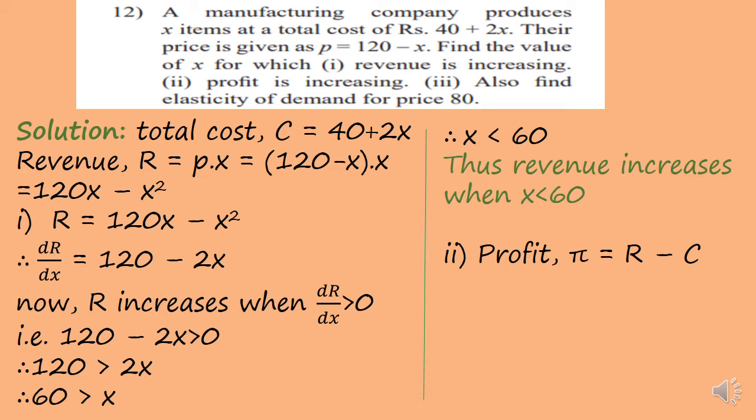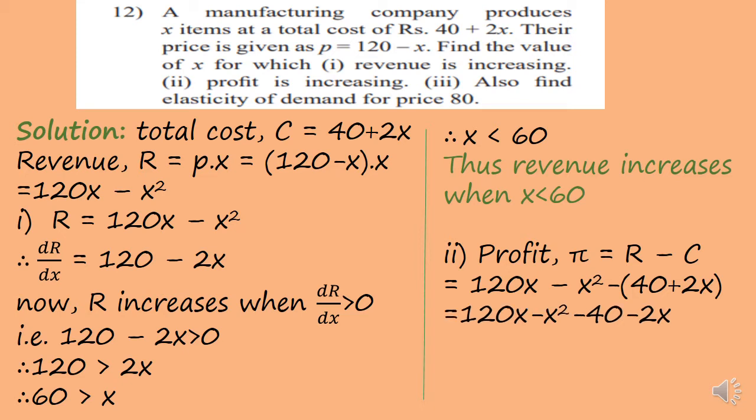Second case, profit. We have to find out when the profit is increasing. Now profit is given by pi. The symbol for profit is pi over here. As you know, P means price, so to differentiate, we put profit as pi. So pi is equal to R minus C, revenue minus total cost price, which comes out this way. And thus simplifying, opening the bracket, changing the sign, etc., we get this value. Thus we get the function for profit.